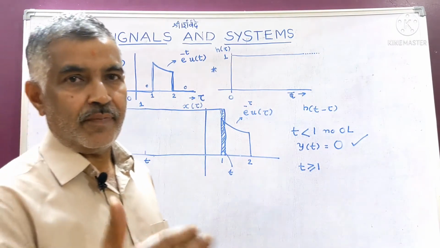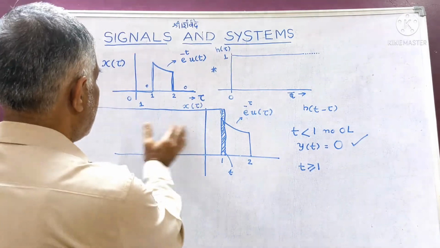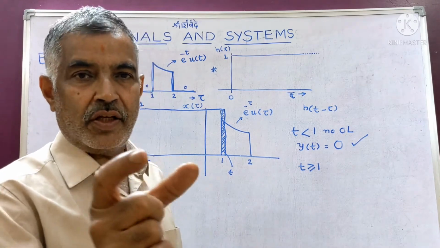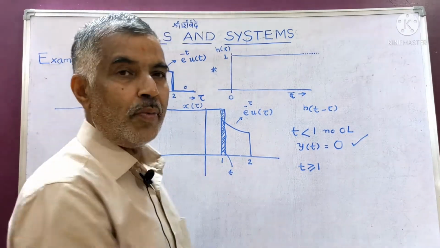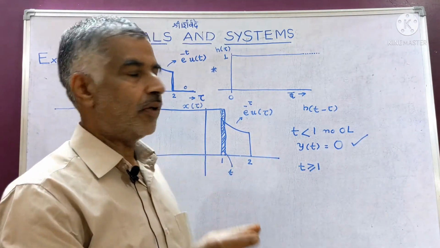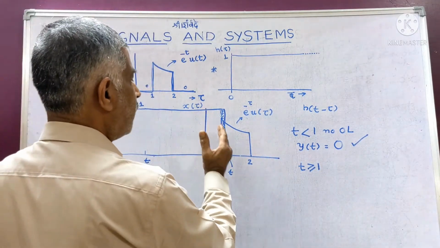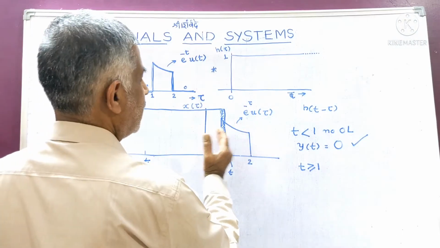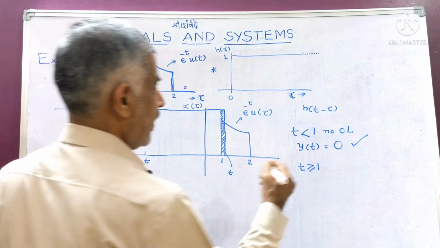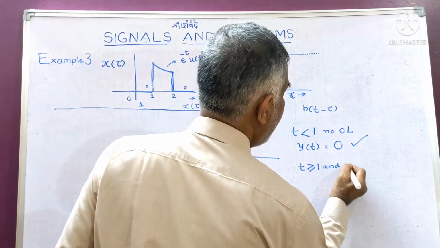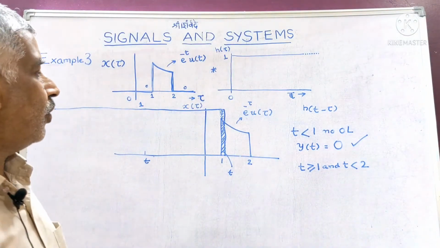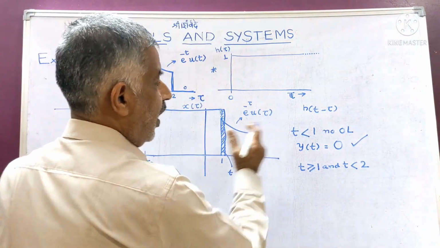So, the next interval. This has infinite width, but this has a width of only 1, because this is 2 and this is 1. 2 minus 1 means 1. This exponential form has a width of 1 unit. Therefore, you have to advance this up to here. That is, t greater than or equal to 1 and t less than 2. That means up to 2.